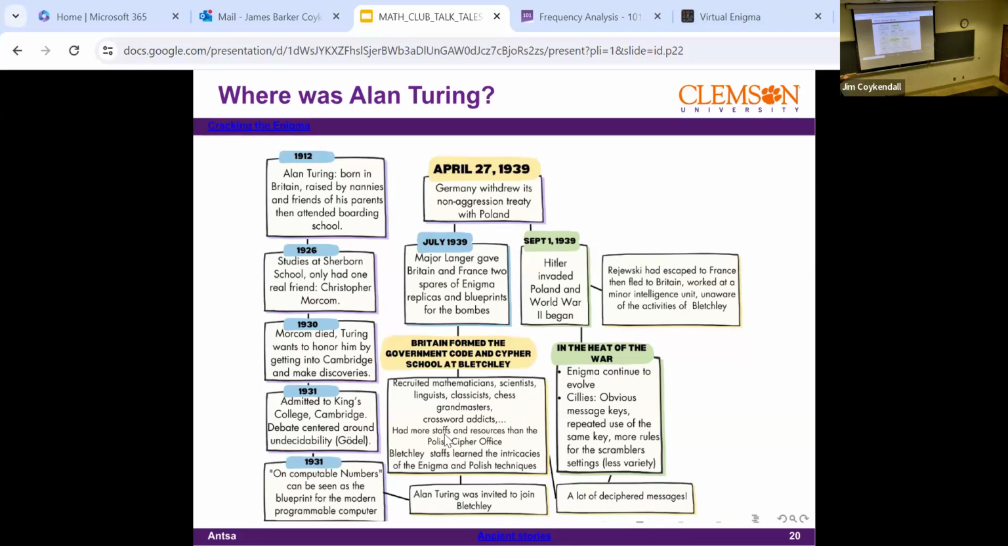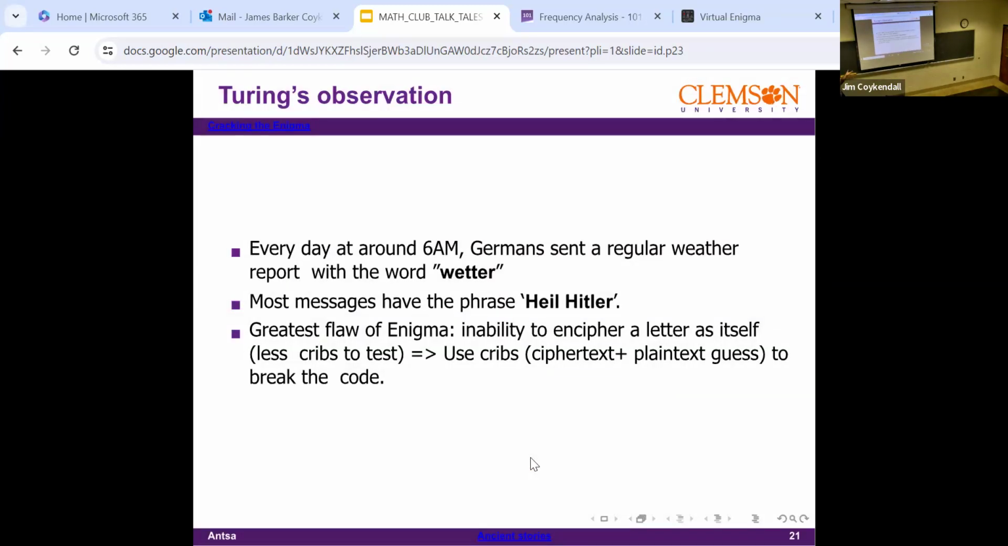Since they already knew how the Enigma machine worked, they had a lot of deciphered messages. So Turing made the following observation. Every day around 6 a.m., the Germans send a regular weather report. When you send a weather report, you always say, this is the weather for today. So he knows that no matter what, the word Wetter, the German word for weather, is always going to be in the plain text. Most of the messages also have the phrase Heil Hitler. So when you have a message, you just guess which part may be the weather or the Heil Hitler, and that's when you start brute forcing to find the key.